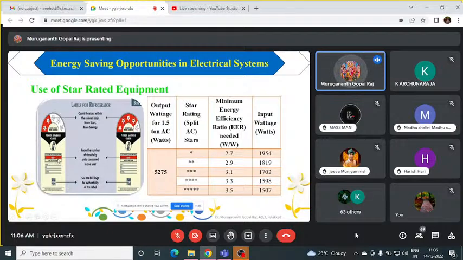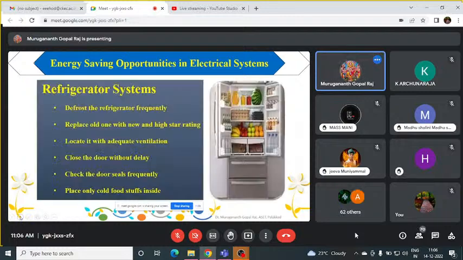Then the third one is, what is the average consumption per year when it is running for the particular time period as prescribed by the manufacturer? So how many units of energy will be consumed? So like that we have to go ahead. So when the star rating is higher, the quantum of energy consumption will be reduced. Then comes the most important one, the refrigerator system.